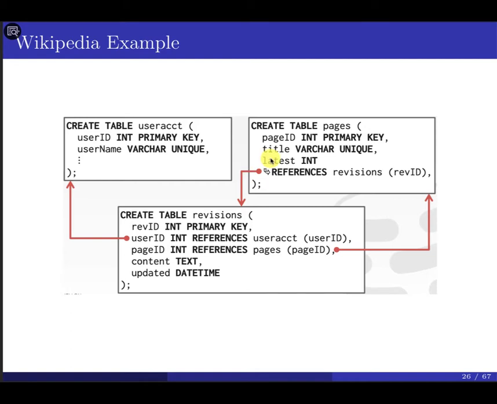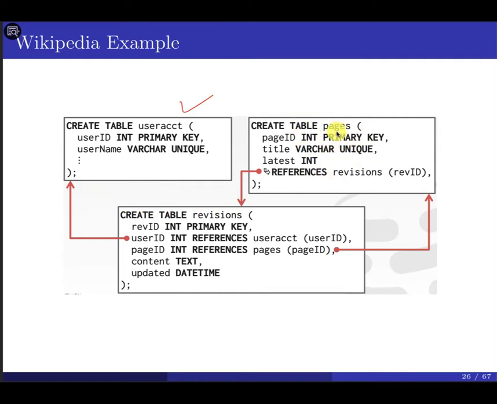So to give you this example, this sample version of Wikipedia, we have three tables. The first one is going to be user account. User account keeps information about the user who created or made a change to an article in Wikipedia. It contains the user ID and the username and maybe some extra information.